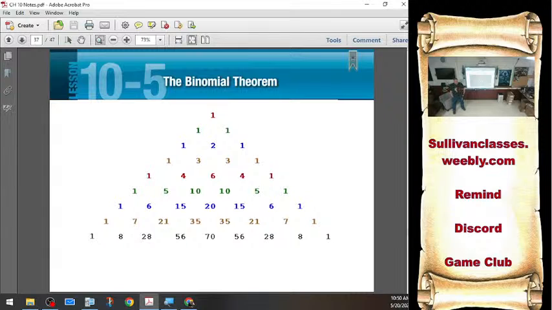Okay. Thank you, Pascal. So Pascal's triangle's got a lot of stuff going on in it. In every single row, 1, 11, 121, 1331, 14641, those are all powers of 11. Each row is a power of 11. The sum of each row is a power of 2: 1, 2, 4, 8, 16, 32, and so on and so on.